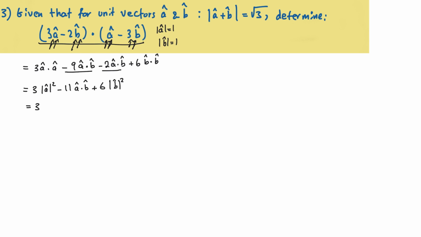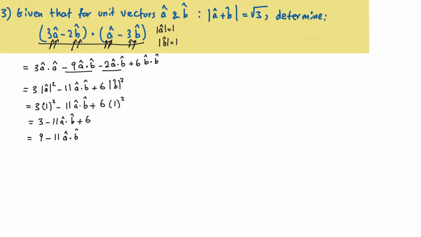And we know that the magnitude of A is 1. So we're going to keep simplifying. The magnitude of B is 1 because it's also a unit vector. That's 3 times 1 squared is 3, plus 6, and that will give us 9 minus 11 A dot B.